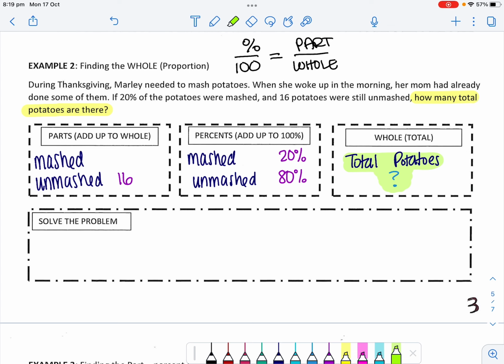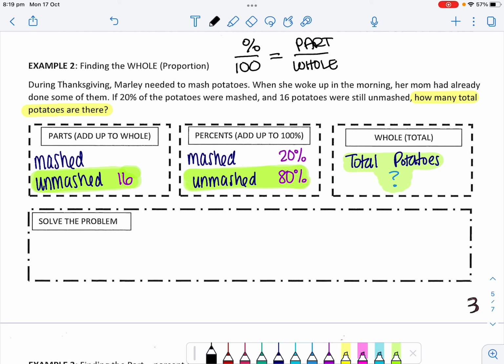Now this time, because the question mark is in the whole box, I have to look at my other two boxes and say, what information do I have all of in order to solve this problem for the whole? And the information that I now have all of is the unmashed potatoes. Because whatever I highlight in the parts or percents box, I have to highlight the same word in the other one. So I have to make sure I have all the information in each of those boxes.